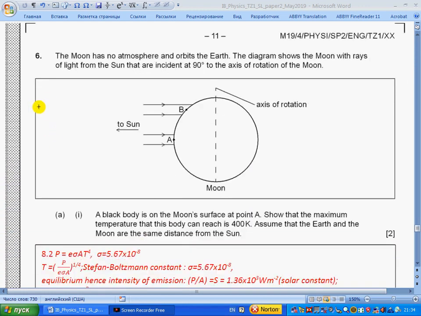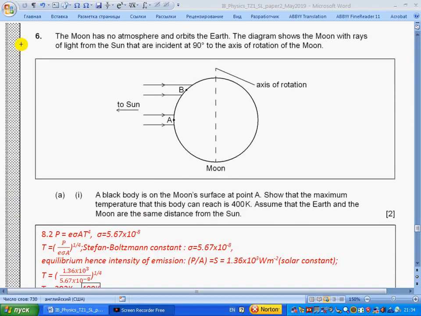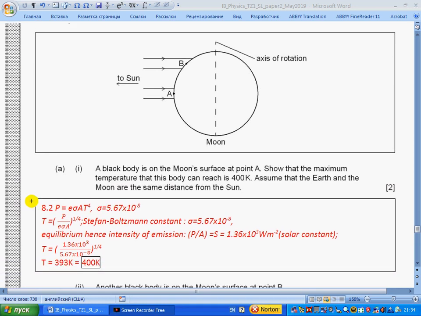Question 6. The Moon has no atmosphere and orbits the Earth. The diagram shows the Moon with rays of light from the Sun that are incident at 90 degrees to the axis of rotation of the Moon. A black body is on the Moon's surface at point A. (a) Show that the maximum temperature that this body can reach is 400 kelvin. Assume that the Earth and the Moon are the same distance from the Sun.